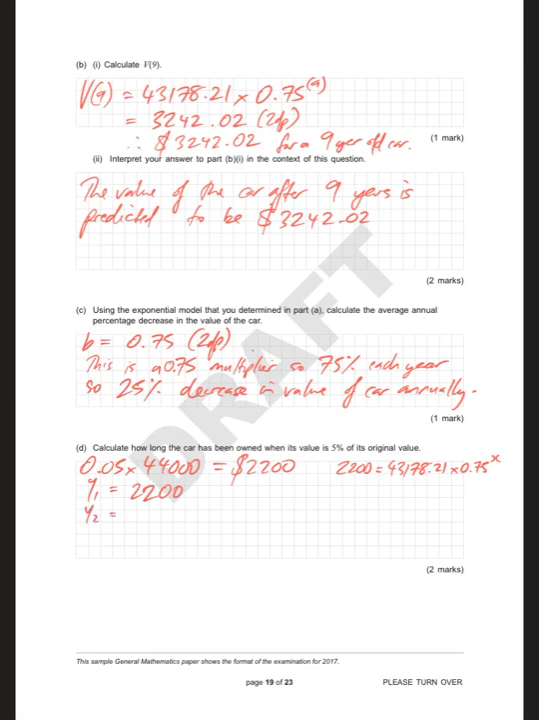y2 is going to be 43,178.21 times by 0.75 to the power of x. So on your calculator, y equals, y1 is going to be 2,200. It's going to be a straight line at y is equal to 2,200. y2 is 43,178.21 times by 0.75 to the power of x. Do that again. What's wrong with my calculator? 43,178.21 times by 0.75 to the power of x.